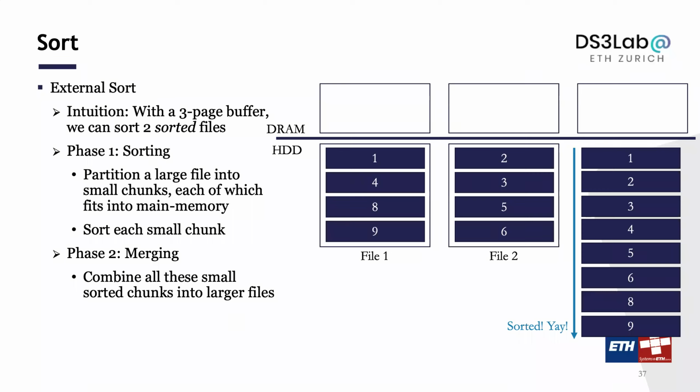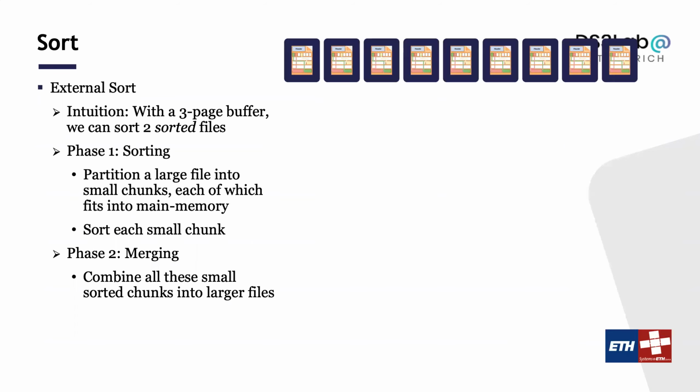And now I have a whole bunch of small files. Each one of them is already sorted. And then the second phase is merging. We want to combine all those small sorted chunks into a larger file using this very simple observation. So here's just one illustration of that.